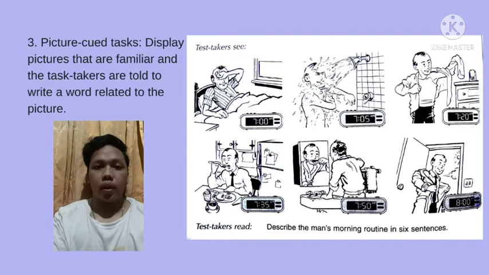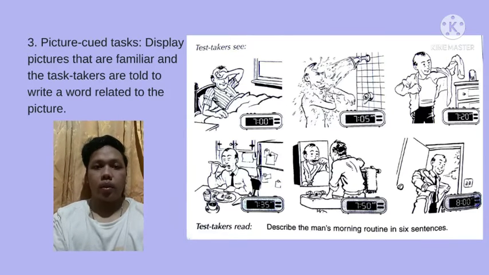And then the next one we have picture cue task. So display pictures that are familiar and the test takers are told to write a word related to the picture. So students must describe a picture that is given to them using their own words.